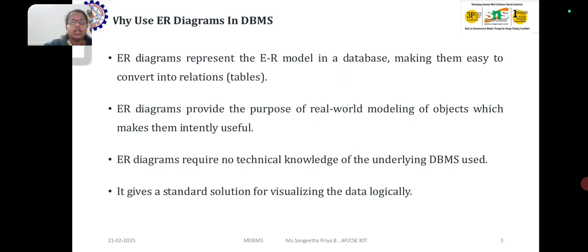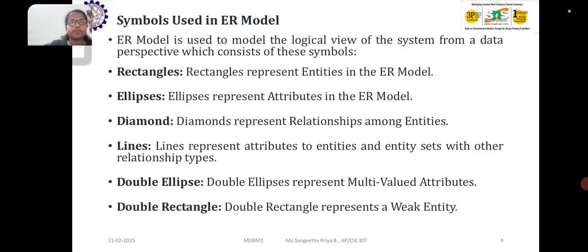Why use an ER diagram in DBMS? An ER diagram represents the ER model in the database, making it easy to convert into relations. An ER diagram provides real-world modeling of objects, which makes it useful. An ER diagram requires no technical knowledge of the underlying DBMS used. It gives a standardized solution for visualizing the data logically.